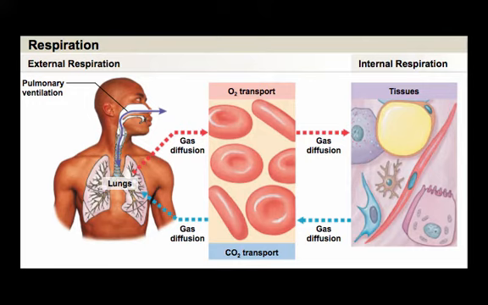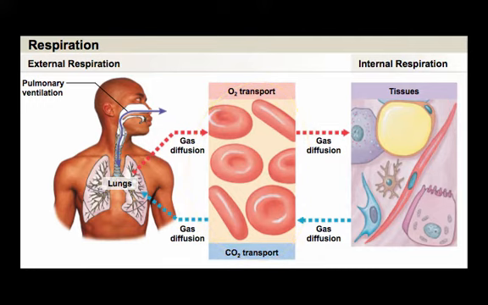The second process, gas diffusion, takes place as oxygen diffuses into the blood from the alveoli, and at the tissues as oxygen diffuses out of the blood and into the interstitial space. Gas diffusion also takes place as carbon dioxide diffuses out of the blood and into the alveoli of the lungs, and as carbon dioxide diffuses out of the tissues and into the blood to be delivered to the lungs. The third process is the transport of oxygen and carbon dioxide in the plasma and red blood cells throughout the blood vessels of the body.